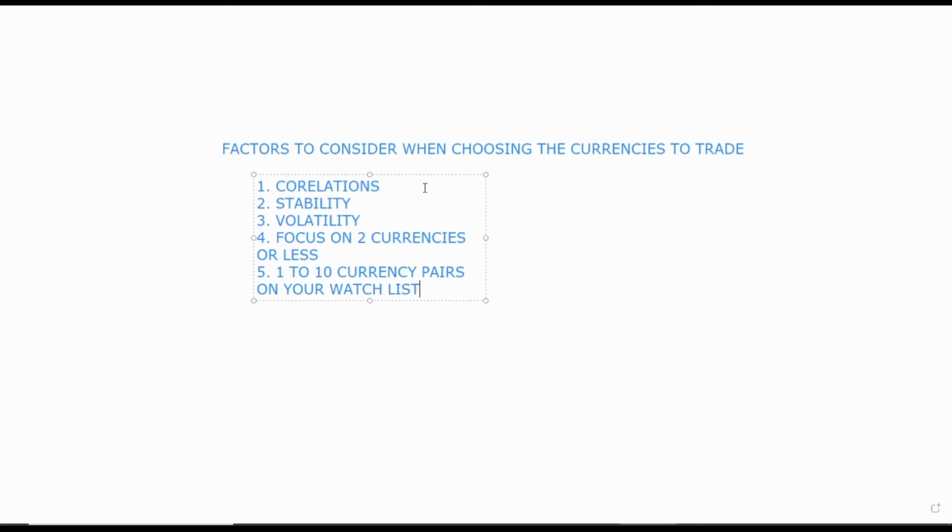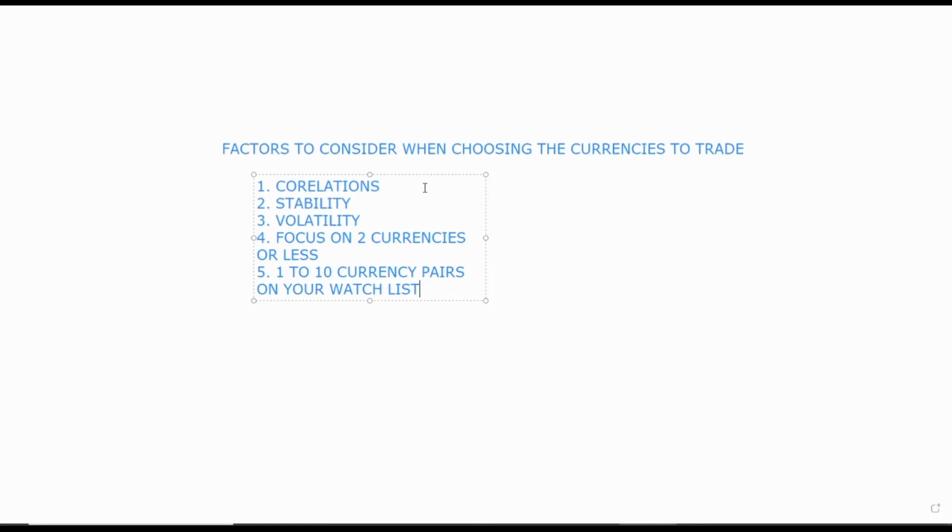As a starter, I would even advise you to start with 3 pairs or 5 pairs. 3 pairs or 5 pairs is very, very okay. Maximum 3 or 5 currency pairs is very okay as a beginner trader or as a trader who is not yet very profitable. So ensure that you have few currency pairs on your watch list.